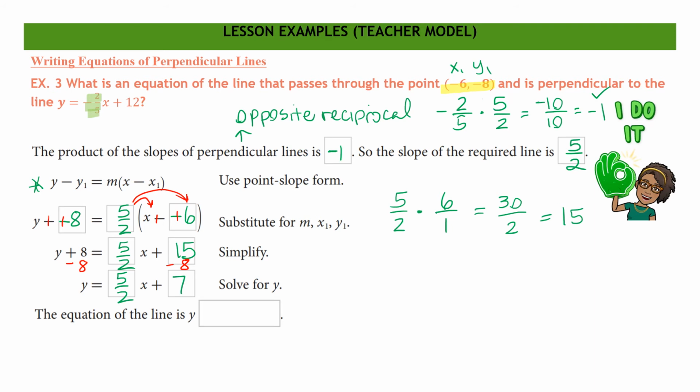So the equation of the line that's perpendicular to y equals negative 2/5 x plus 12 and goes through the point negative 6, negative 8 is y equals 5/2 x plus 7. And I know this to be true because I see here that my slope of 5/2 is the opposite reciprocal of the given slope of negative 2/5.